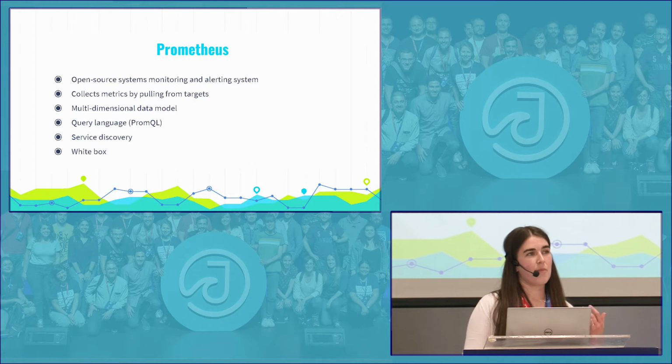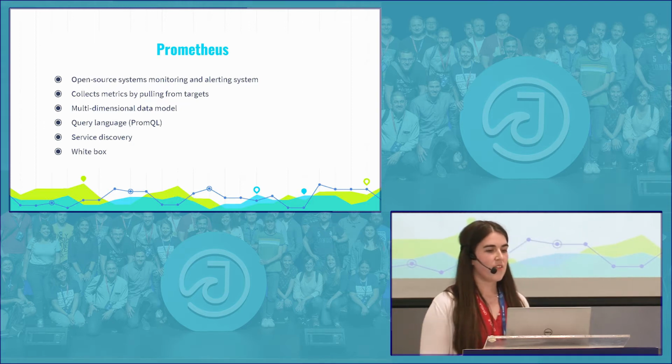Prometheus works by pulling metrics from a set of configured targets. So each target exposes an HTTP endpoint with the metrics, and then Prometheus will go through all of the targets that it knows about and pull the metrics from those services.